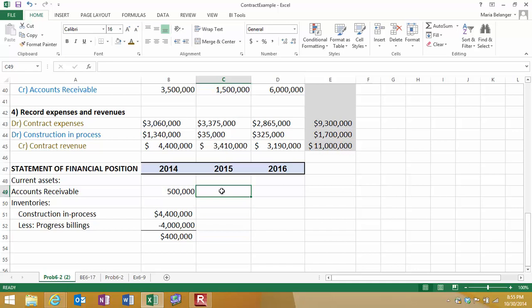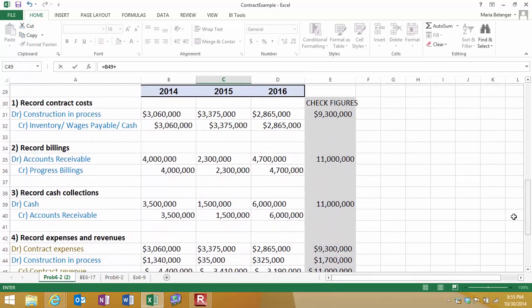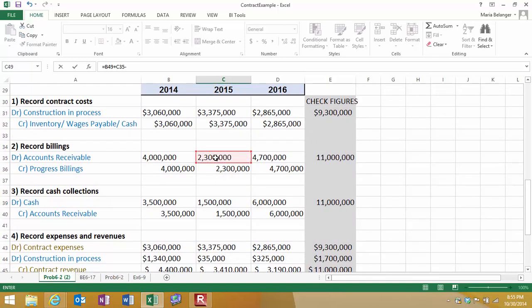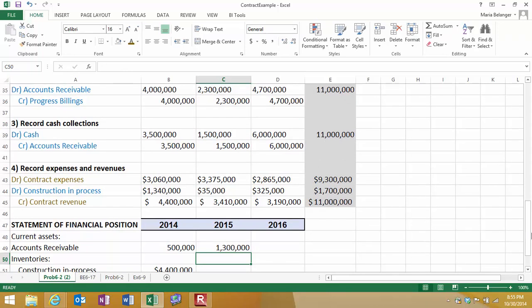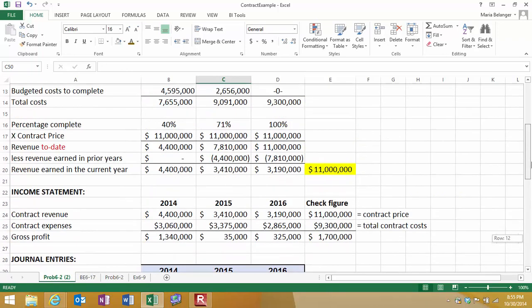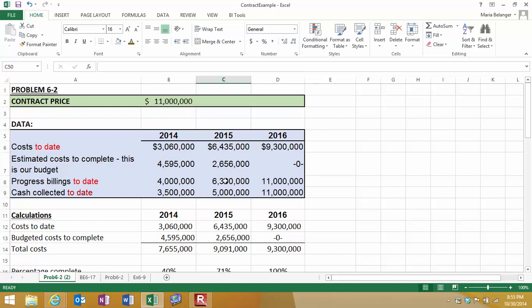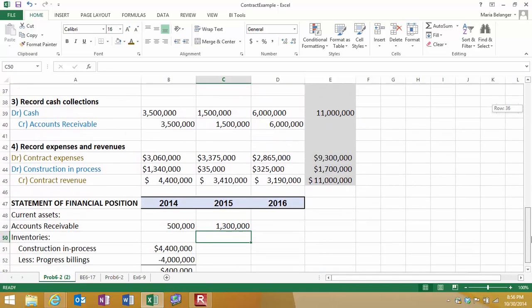So our receivable for year 2, well, it's balance sheet accounts and they're permanent. So the ending balance of 2014 carries over. And then to this, we add the billings for 2015 right here, and then minus cash collections of 2015, giving us a balance of $1.3 million. We see the same number in our data because it's cumulative. It's our billings to date minus the cash collected to date. So $6.3 million in billings minus cash of $5 million right here. So that carries over in accounts receivable.